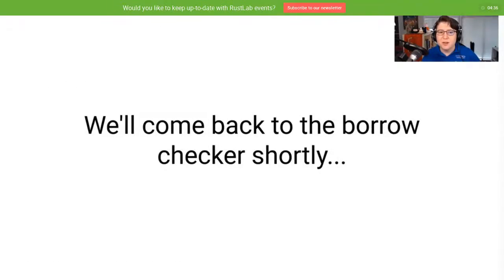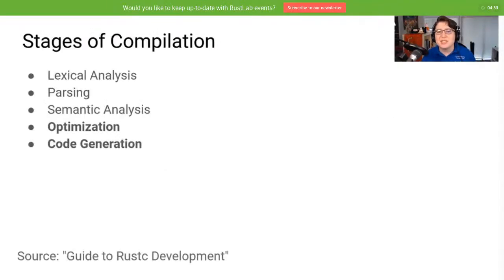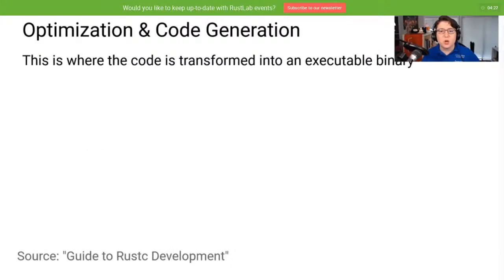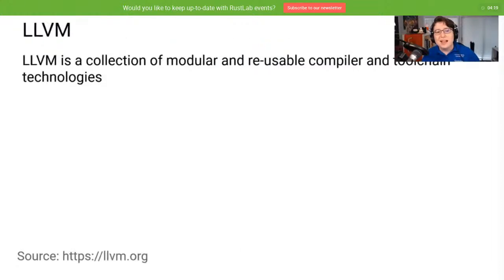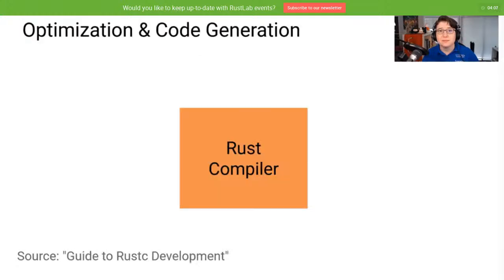But for now, let's focus on these last two stages of compilation, optimization and code generation. These stages are where the code is transformed into an executable binary. And the Rust compiler will use LLVM to do this for us. LLVM is a commonly used collection of modular and reusable compiler and toolchain technologies. The Rust compiler uses it to further optimize the code and generate the machine code to run it.